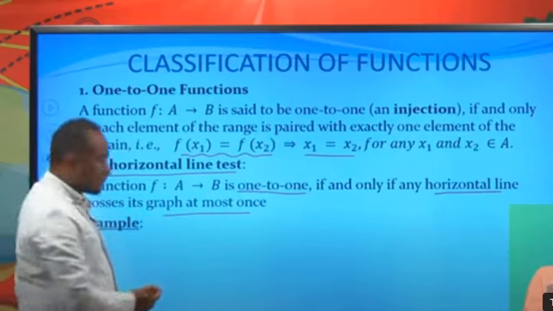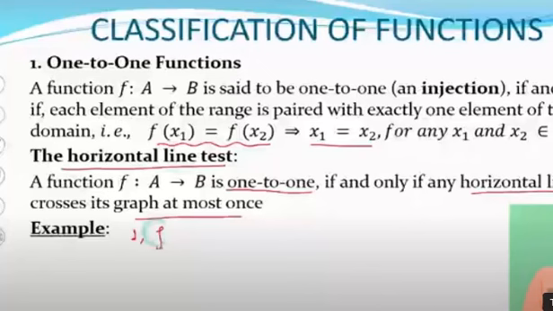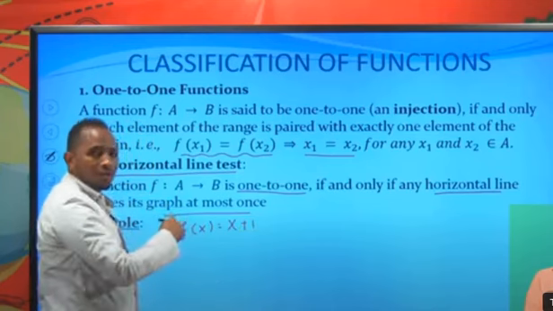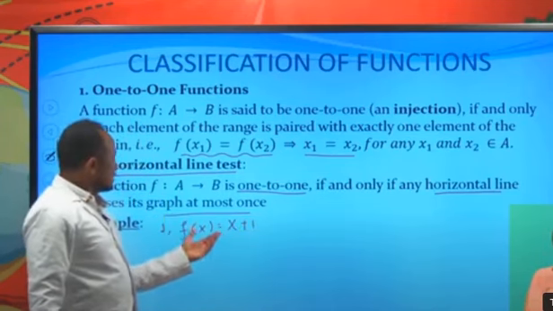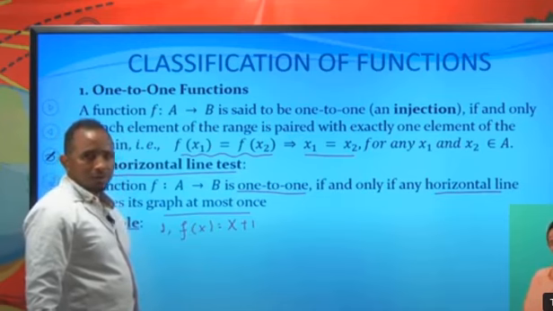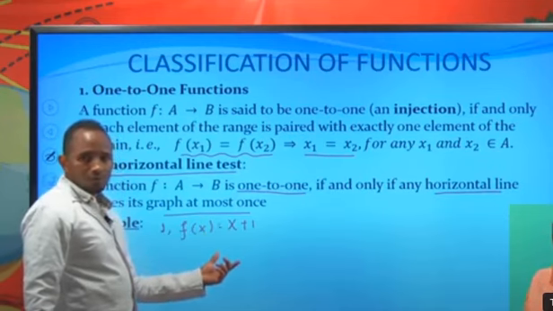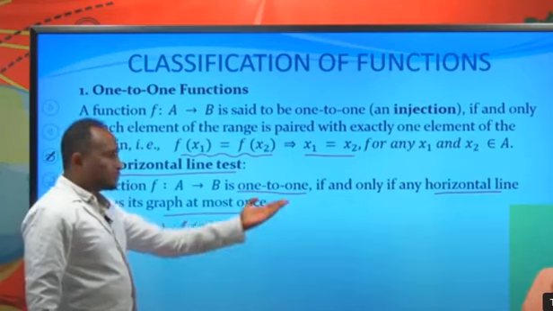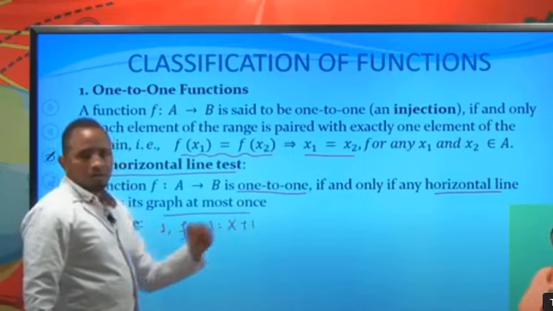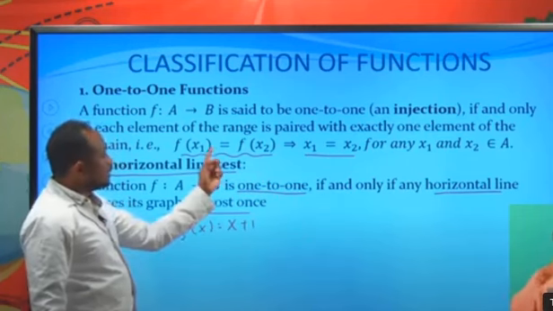So let's see an example for this. Example 1, take f of x equal to x plus 1. Assume it's defined from real numbers to real numbers. Check whether it is one-to-one or not. To check this, simply you can draw the graph and apply the horizontal line test, or you can apply this definition.